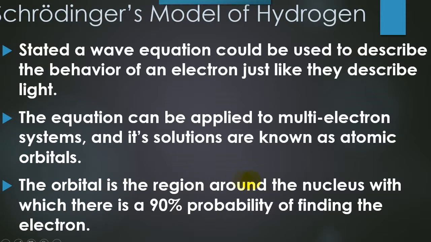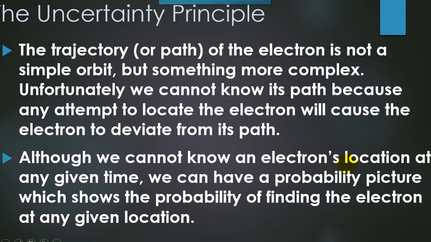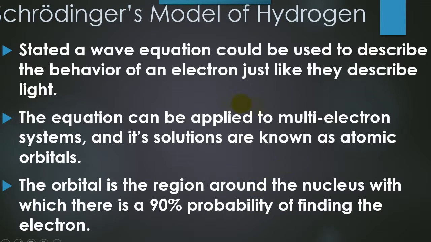The orbital is a region around the nucleus in which there is a 90% probability of finding the electron. So as we said in the previous slide, although we can't know the electron's exact location, we can have a picture of the probability of finding it at any given location. Schrodinger's model says that that location where it might be is called an orbital, but because an electron technically can exist anywhere, we say the orbital size is 90% probability of finding the electron in there.